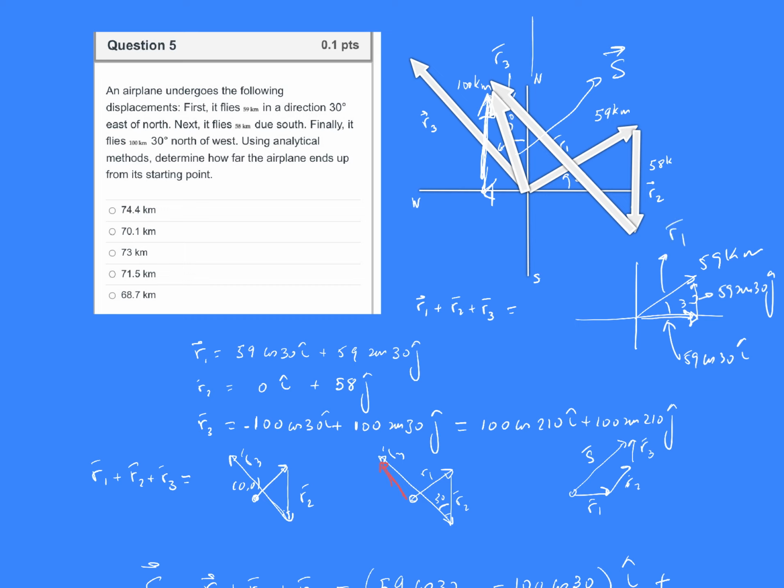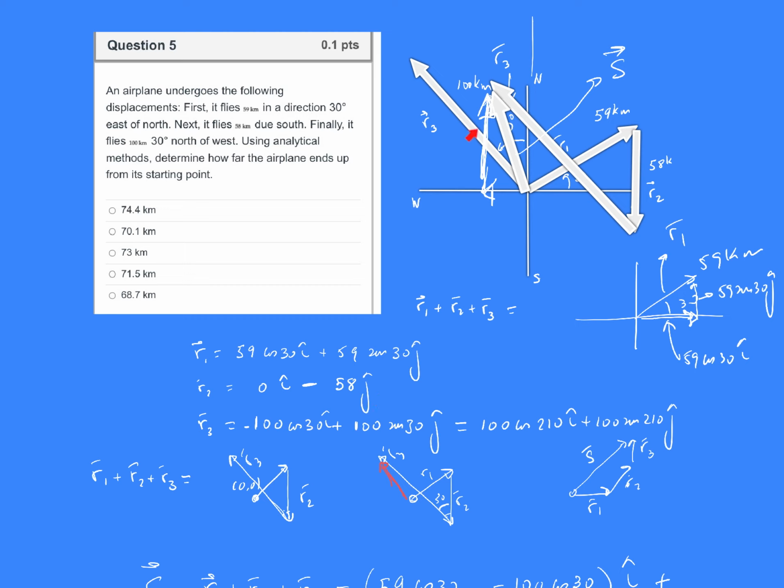Who is the vector R2? The vector R2 is the vector that goes exactly to the south. So it's going in the minus j direction. So I made a mistake. Here it is in the minus j direction. So the vector R2 is the vector 0i, because there is nothing in the i direction, it is pure j direction, minus 58 kilometers in the j direction. So this is R2.